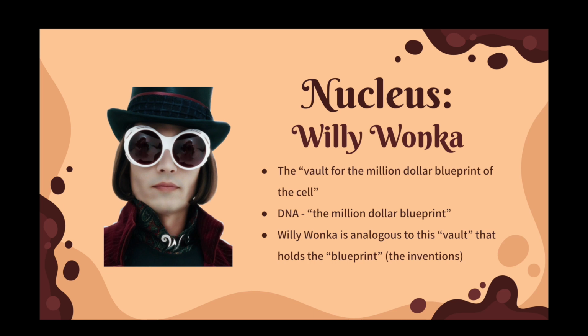We first did the nucleus, and we chose Willy Wonka as our nucleus. The nucleus acts as the vault for the $1 million blueprint of the cell, and it contains the DNA, which is this $1 million blueprint, and it uses it to make copies of the DNA or RNA. And like the nucleus, Willy Wonka's the source of the inventions, which is analogous to the cell's DNA, because he's the one coming up with these blueprints or these inventions, and therefore he's the holder of these blueprints.